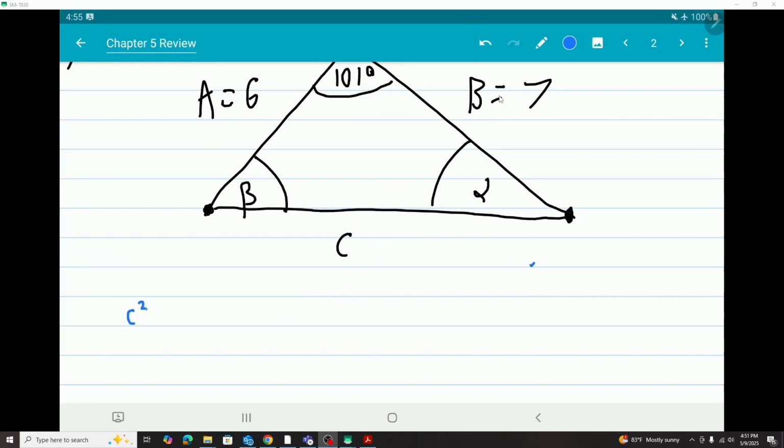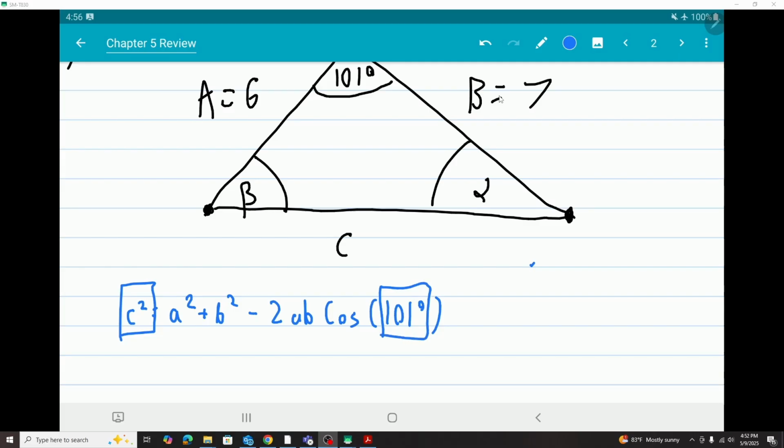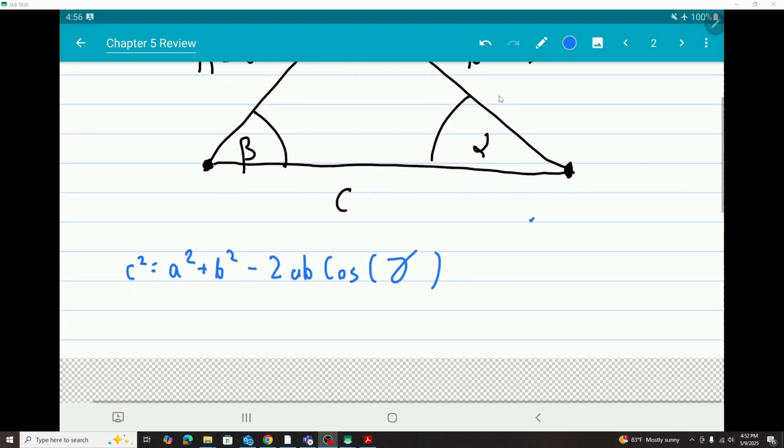So I get C squared equals A squared plus B squared. It starts out looking like the Pythagorean theorem. And then we say minus 2AB cosine of 101 degrees. So that's our law of cosines. We put C on its own side. Then we put the angle across from it. It kind of like sandwiches everything with the other two sides. And here, technically, if I'm writing the formula, it's gamma.